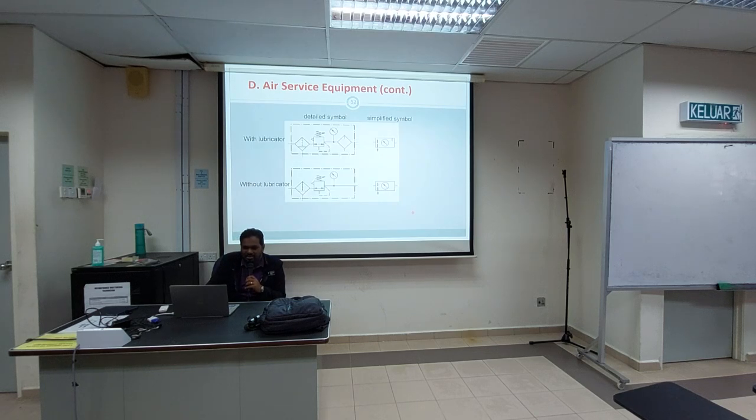Ini ada simbol dia. Okay, normally dalam sistem you gunakan simbol. Kalau ada tu you boleh gunakan terus. So apa perbezaan simbol ni dengan simbol ni? So what's the difference between this symbol and this symbol? Cuma ada satu line je kan? Satu line tu adalah benda ni. So it is lubricator. So yang ni ada lubricator.